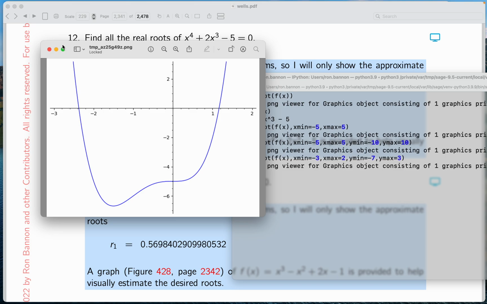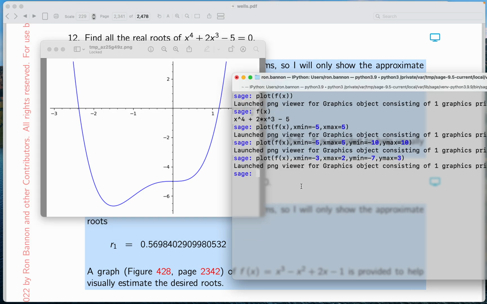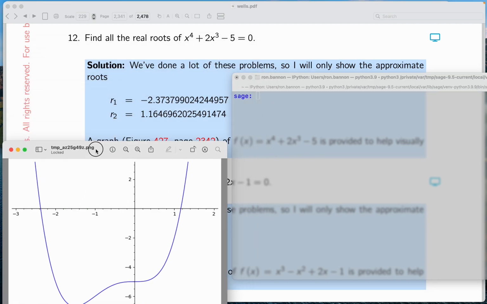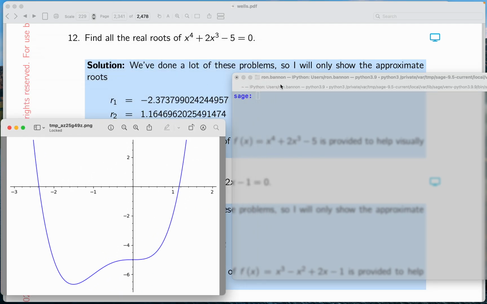What I'm noticing is there are only 2 real roots. That means there are 2 complex roots. So I'm going to clear the screen again and pull the picture down. I'm going to try to match these roots for you. So I'm going to say find root of f of x. And I need to give it the interval.